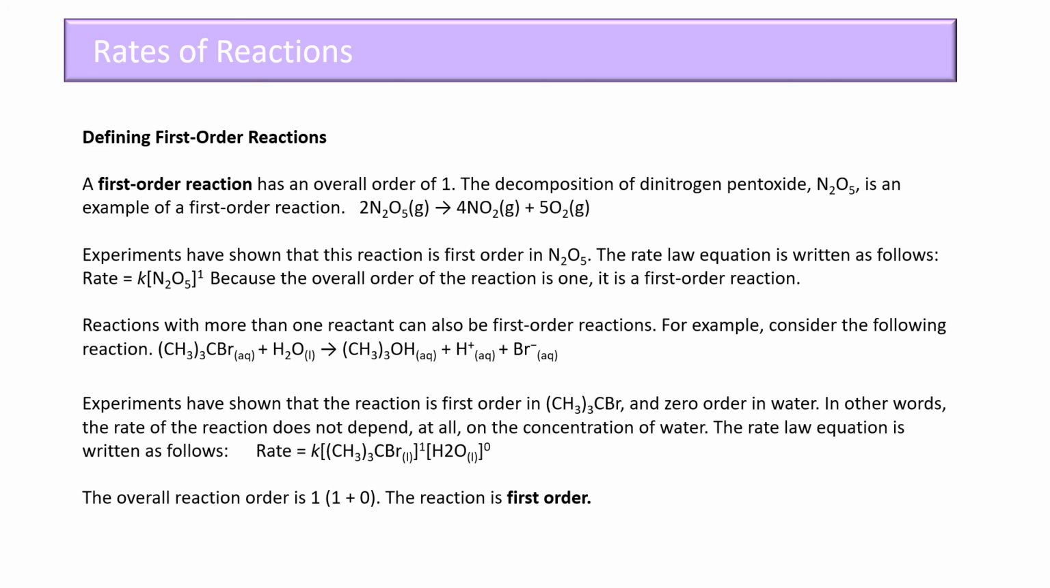So the rate law equation would be k times the concentration of (CH3)3CBr to the exponent 1 for first order, and the concentration of H2O to the exponent 0 as it is zero order. So the overall reaction order is 1 plus 0, which is 1. So this makes it a first order reaction.